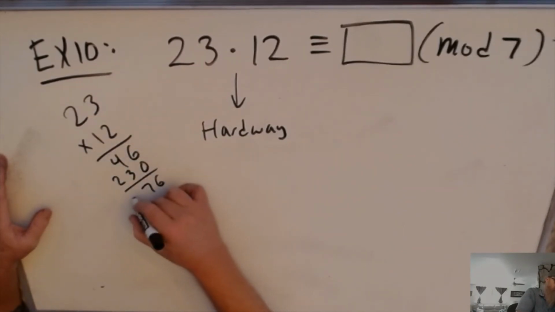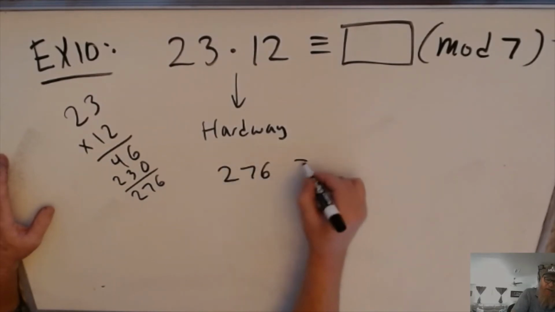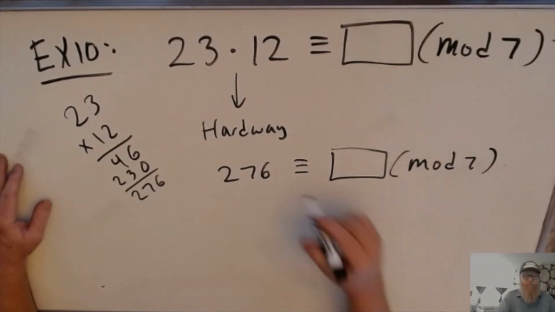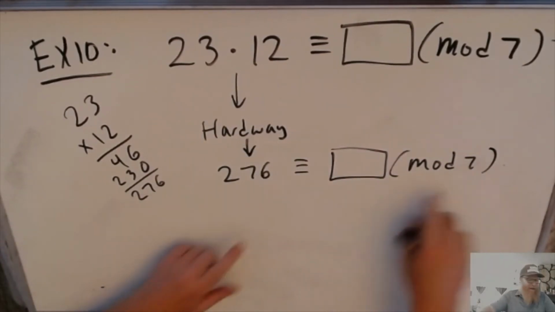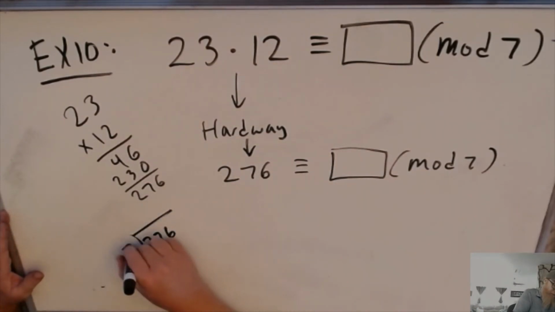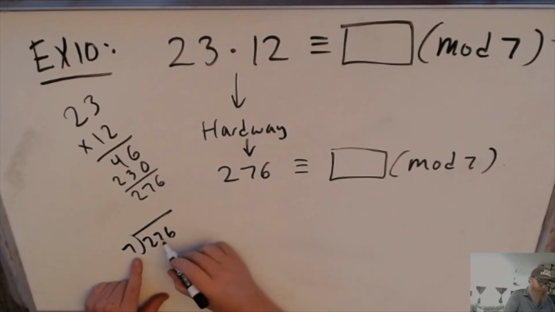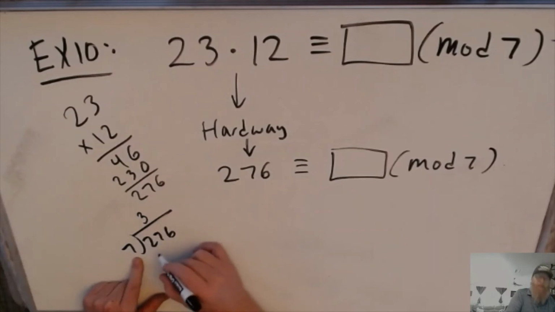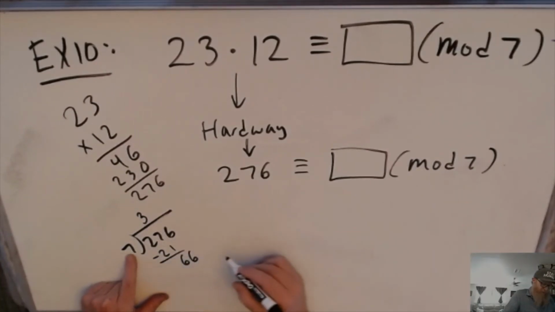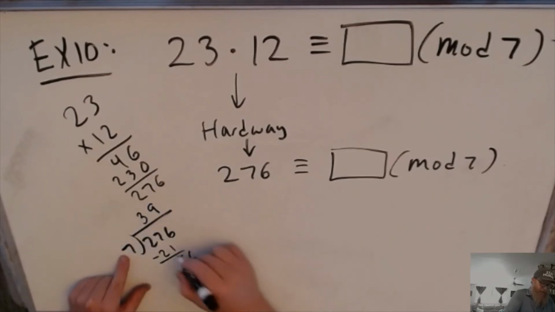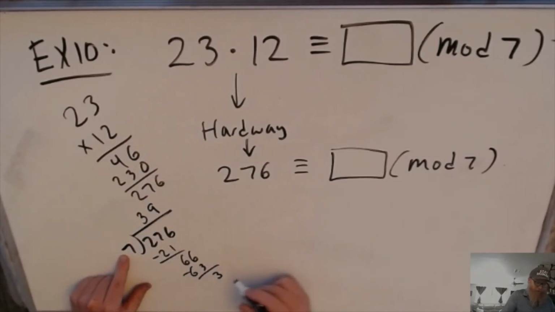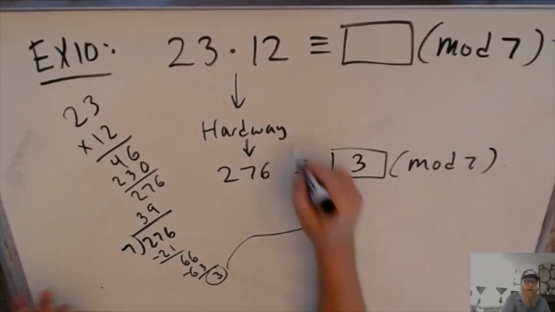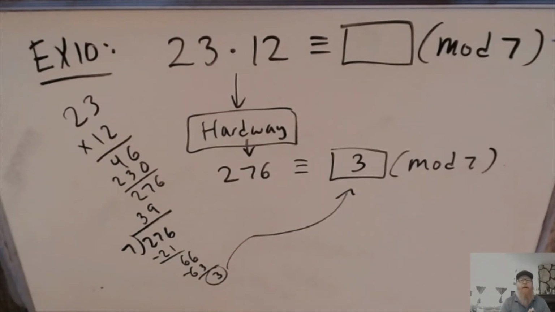You can use a calculator if you want for this. So you get 276 mod 7. Then you have to divide by 7. That's going to give you 3. 3 times 7 is 21. 7 goes into 66 9 times. Remainder 3. So you could do it that way. This is what I call the hard way. It might not be so hard for you.